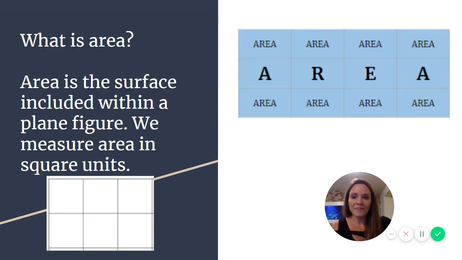What is area? Area is the surface included within a plane figure. We measure area in square units. When might we want to know area in real life? Perhaps you want to paint a wall in your bedroom and you would need to find out the area. Or perhaps you're outside and you're mulching your flower beds. You find that in using area too. Or maybe you want to lay some new tiles in your bathroom floor. That also requires knowing the area.